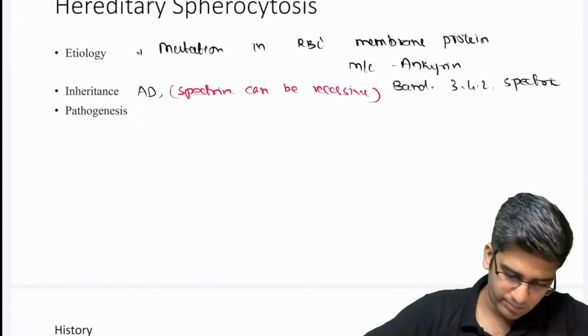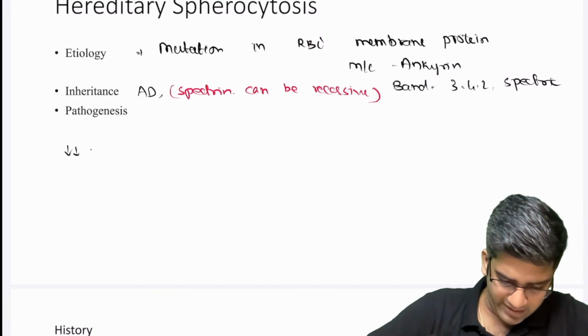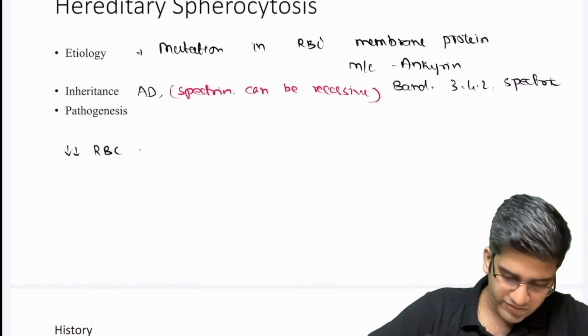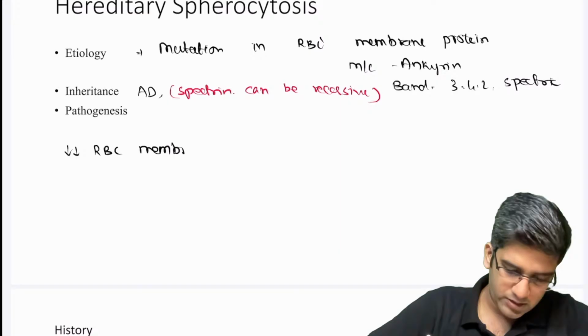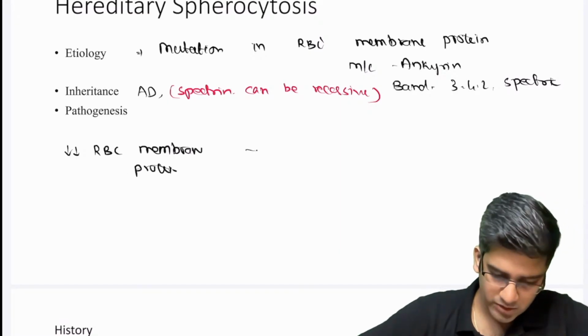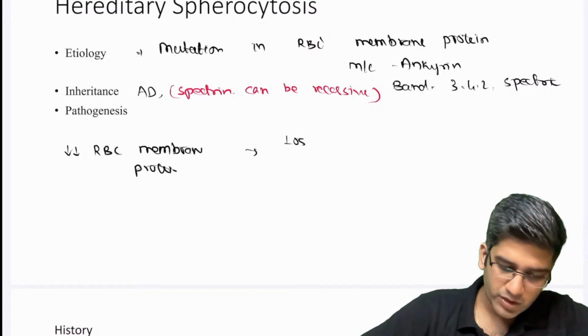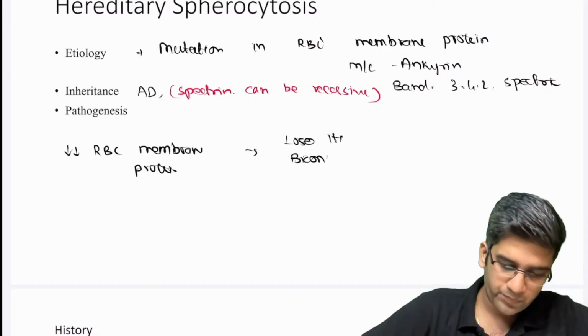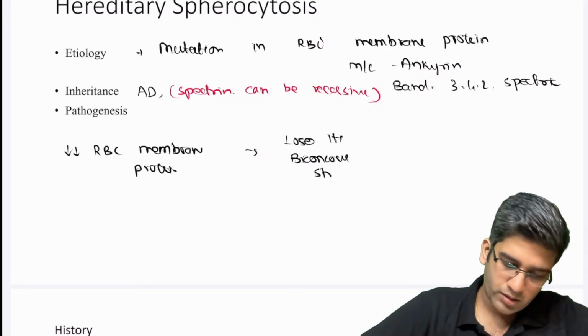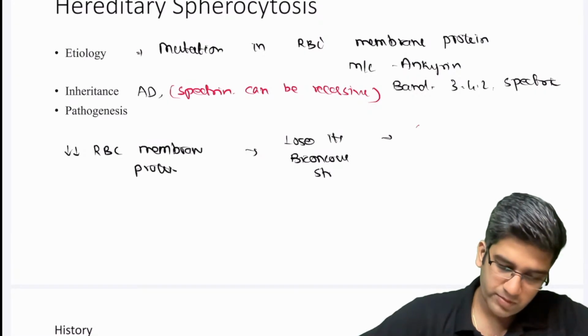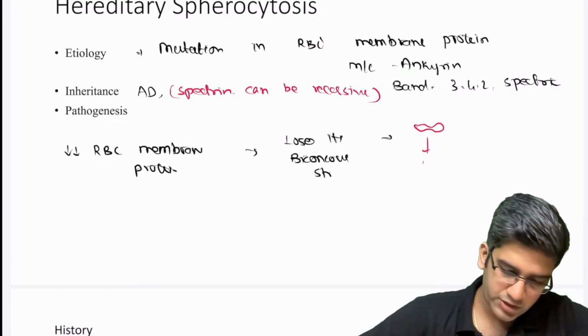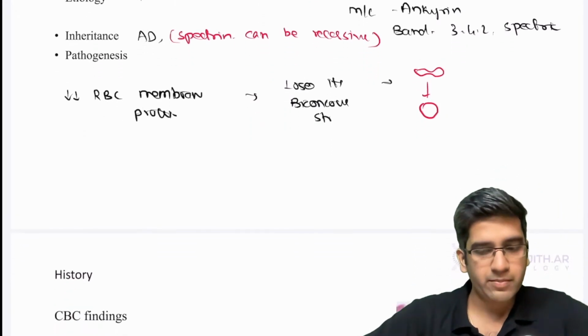Pathogenesis is very, very simple, right? Because of the lesser amount of the RBC's membrane protein, be it ankyrin, spectrin, whatever it is, the RBC will lose its biconcave structure and become spherical. So from a biconcave structure, because of the mutation, the RBC becomes spherical, right? That's the primary problem here.